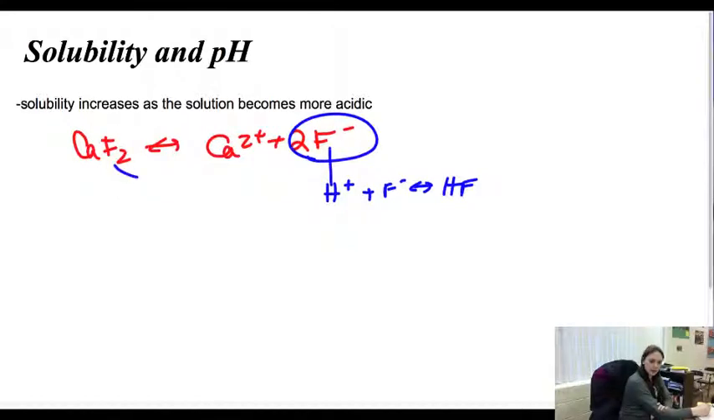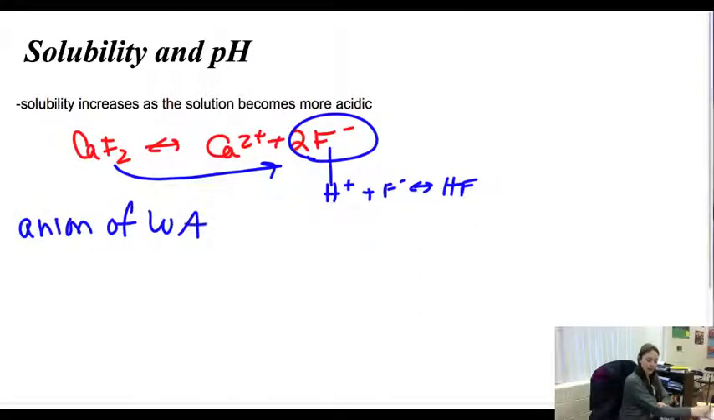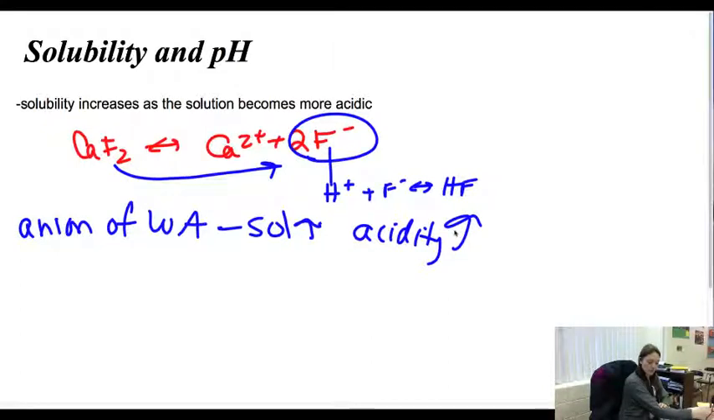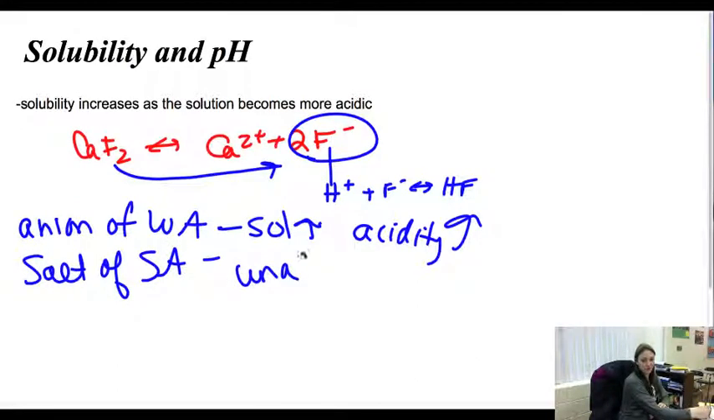And what's going to happen is this is going to shift to the right to replace all that F- that the H is reacting with. So it continues to dissolve over and over and over again, which means your solubility goes up. Okay? So if I have the anion of a weak acid, my solubility will go up as my acidity goes up. Okay? If I have a salt of a strong acid, they are unaffected by a pH change.